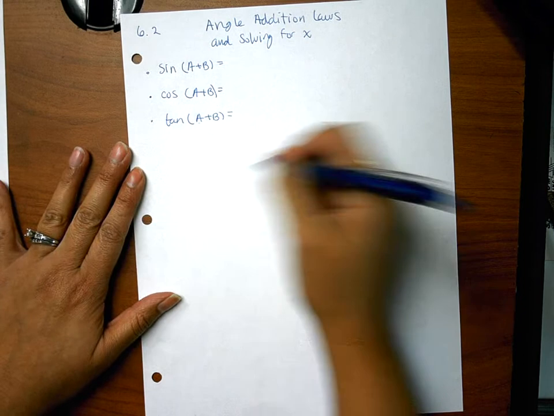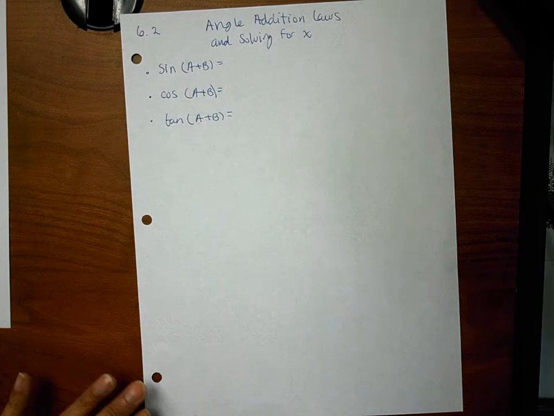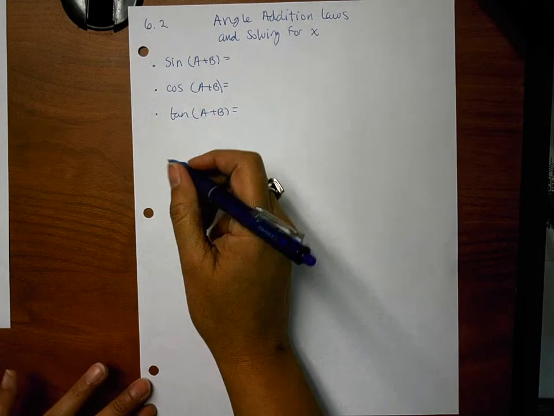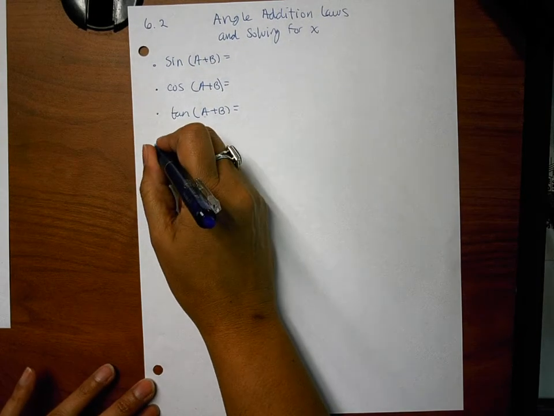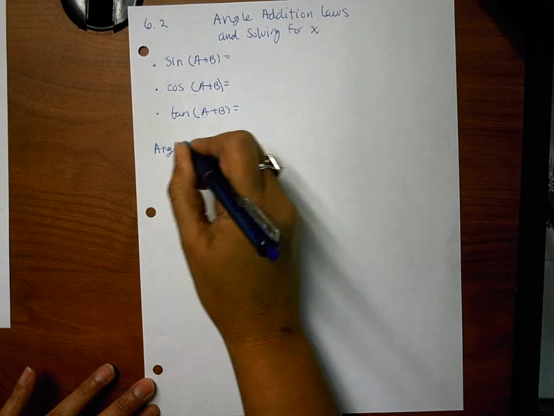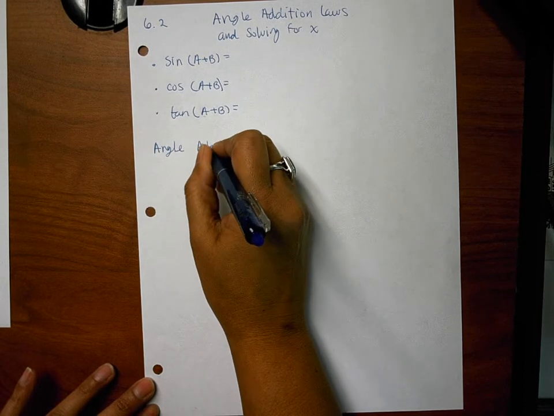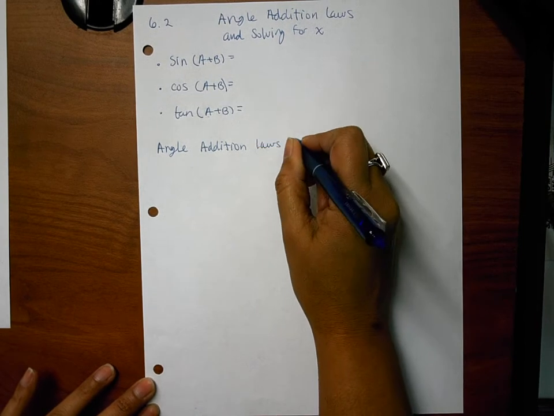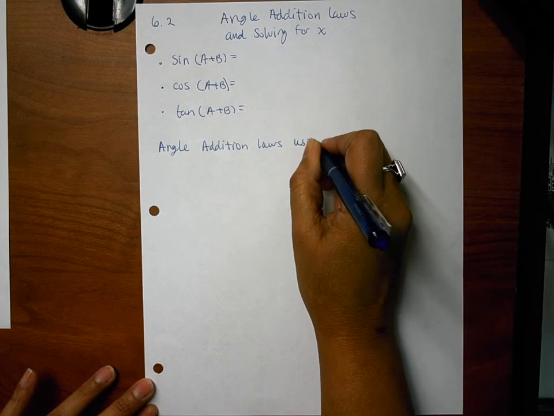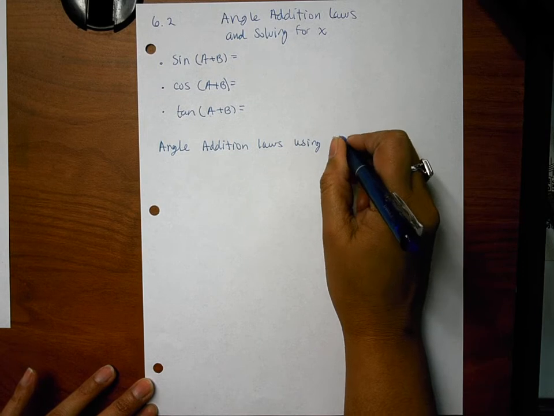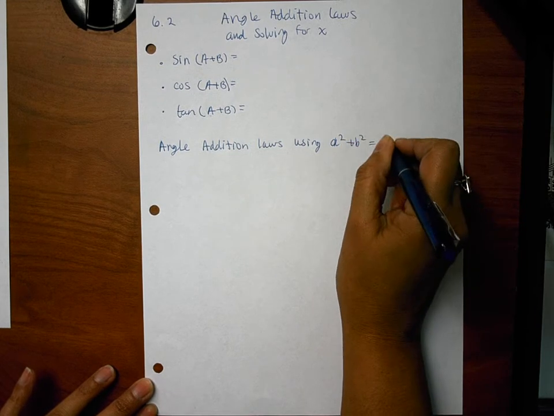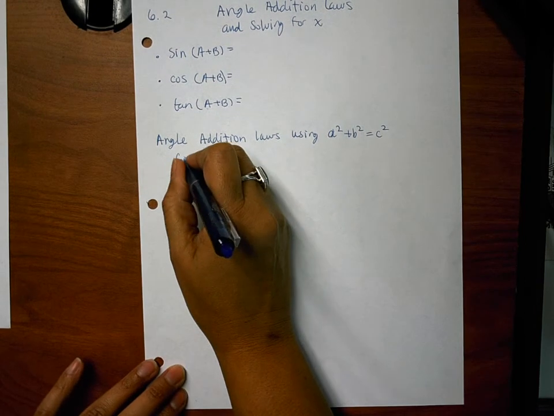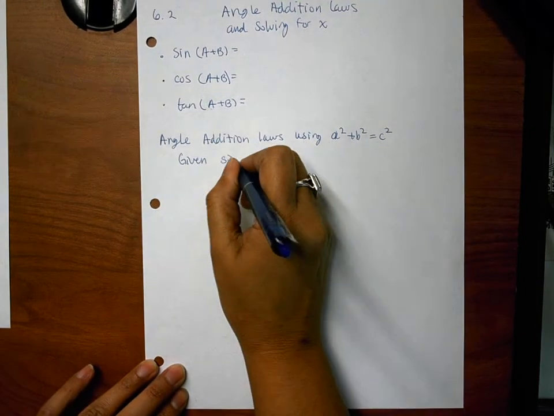I'd like you to hit pause and fill those in on your own. Check with the previous lesson 6.1 notes and see if you got them all correct, and then move on. Okay, angle addition laws. Using a squared plus b squared equals c squared, that's what we're going to do first.